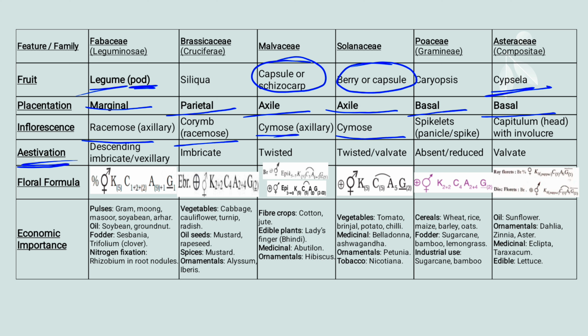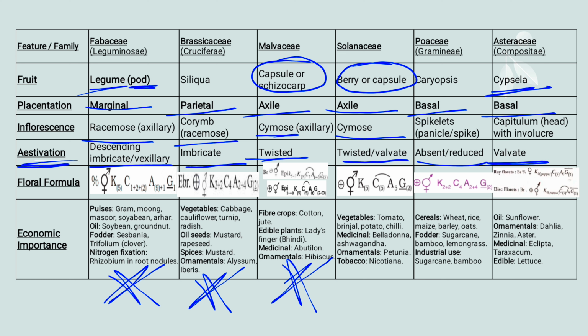Next is aestivation. We have imbricate or vexillary. In Brassicaceae we have imbricate. In Malvaceae we have twisted. In Solanaceae we have twisted or valvate. In Poaceae it is absent or even reduced. Asteraceae is valvate. It is important to remember everything, but for Solanaceae we are going to read it all because it is given in NCERT too. Vegetables we use: tomato, brinjal, potato and chili. For medicinal purpose we use belladonna and ashwagandha.